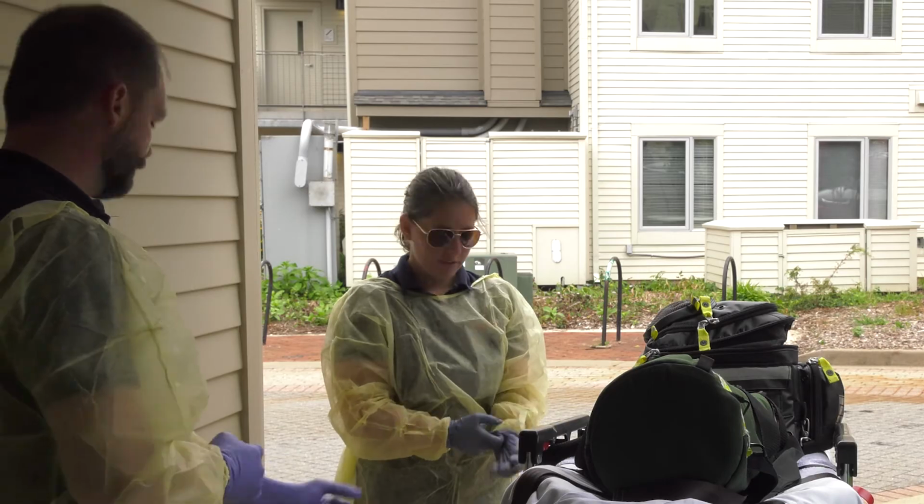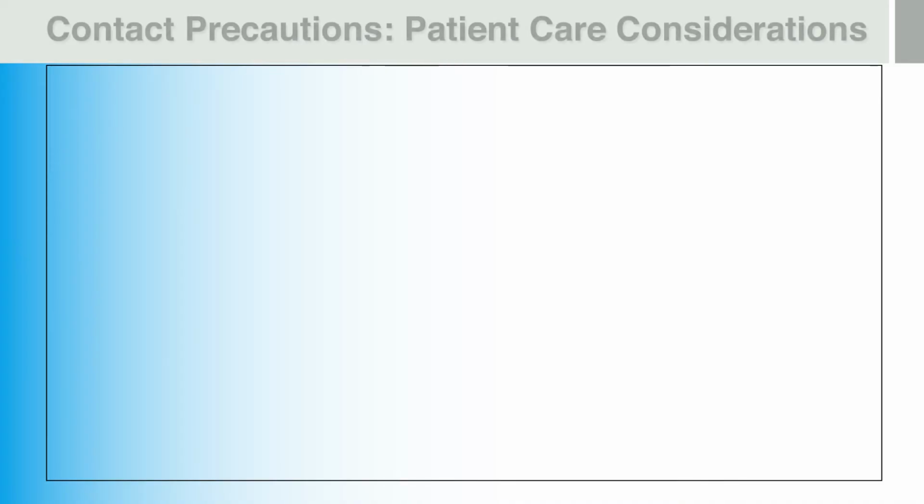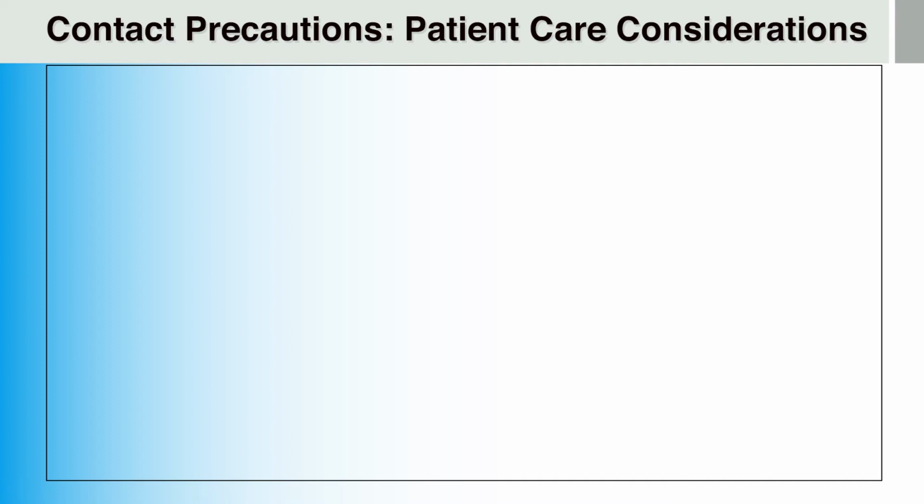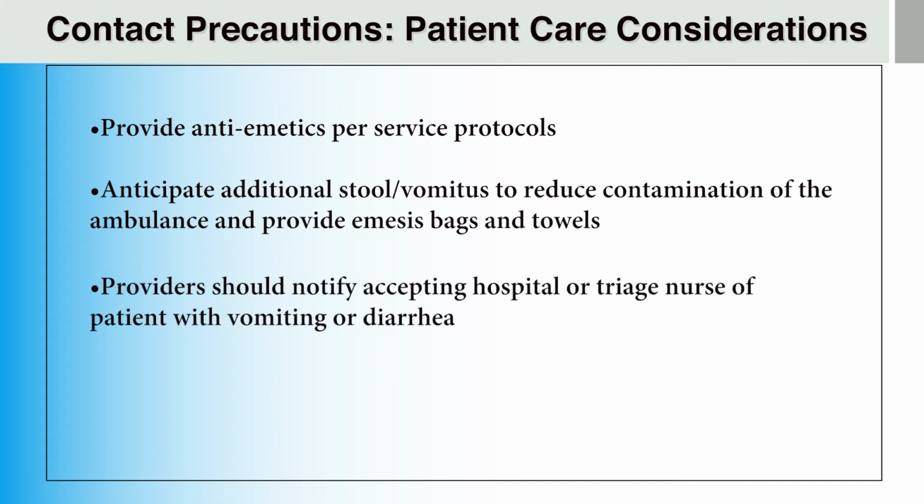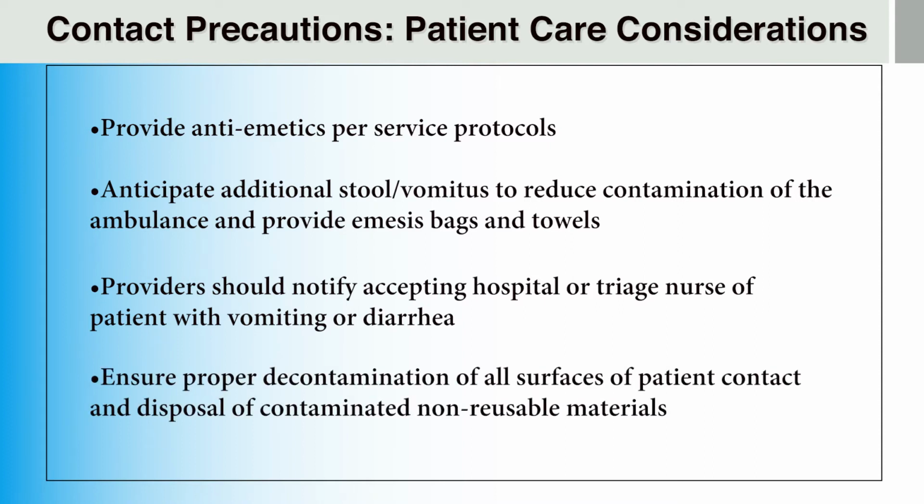When providing care to a patient who requires contact precautions, pre-hospital providers should consider performing the following actions in order to reduce the risk of disease transmission. Provide antiemetics, provide emesis bags and towels as able, notify triage upon arrival at the hospital of vomiting or diarrhea, and ensure proper decontamination of all patient contact surfaces.